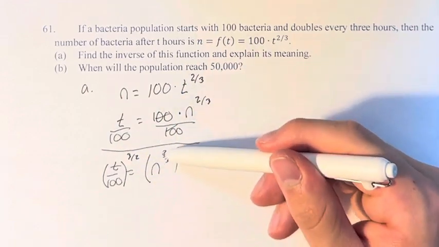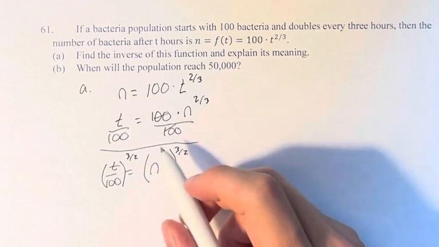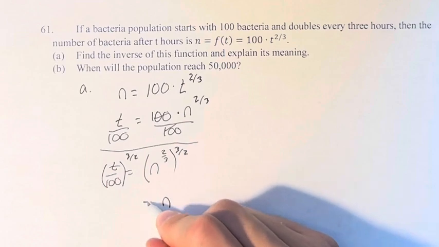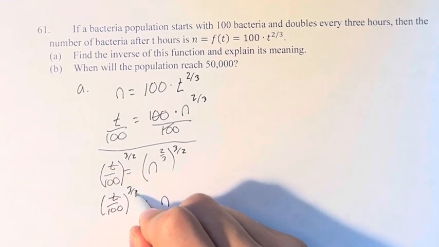Therefore, we have n to the 2/3 times 3/2. This is 2 times 3 is 6 over 3 times 2 is 6. N to the 6 over 6 is n to the 1. So this is n equals t over 100 to the 3 over 2.